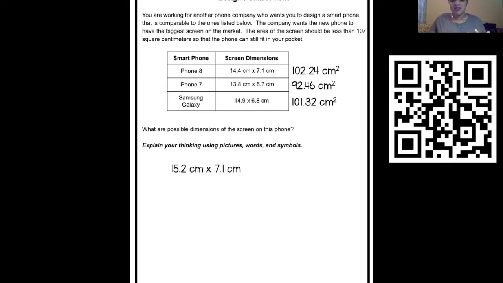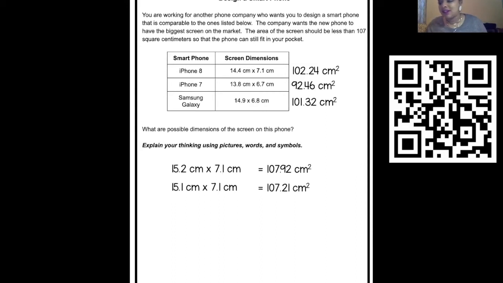So I first tried 15 and 2/10 centimeters times 7 and 1/10 centimeters. But when I multiplied those two numbers together, it was 107 and 92 centimeters squared. And the phone company said that my screen had to be less than 107 square centimeters. So that's not going to work. So then I decided to go a little bit smaller. Instead of 15 and 2/10 centimeters, I went with 15 and 1/10 centimeters times 7 and 1/10 centimeters.